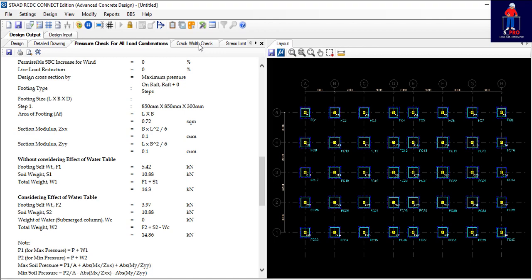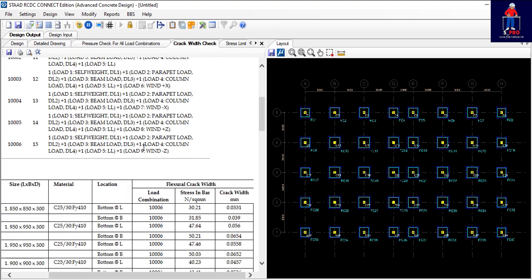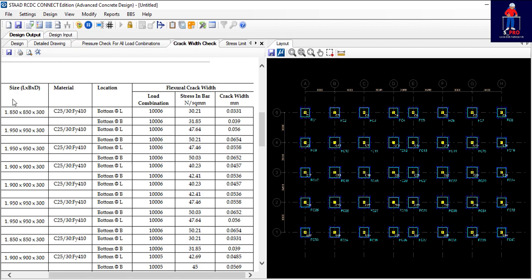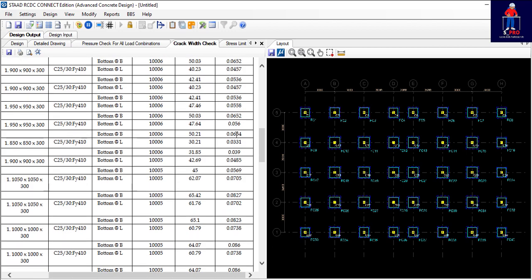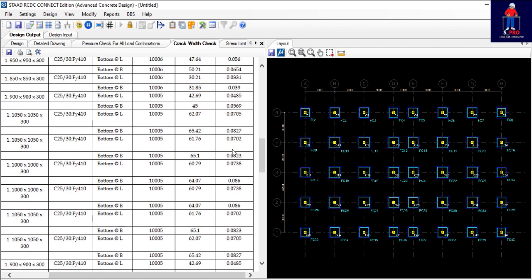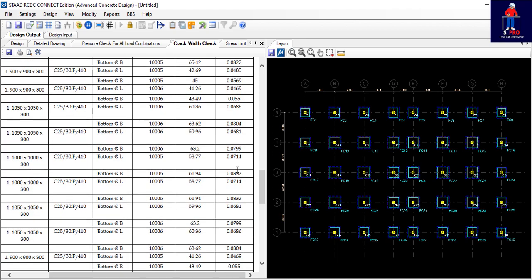Yes, so let us go to the crack width check. If you come to the crack width check, you have the size of the foundation, the material, the location, and the rest of them. Of course, the allowable crack width we specified in our design is 0.3. So these are the crack widths we have after all the stresses. We have stress in bar here, 30.21, so the crack is 0.03. None of these is up to 0.3. If you look at it closely, you see none of them is 0.3. They are 0.0 everywhere.